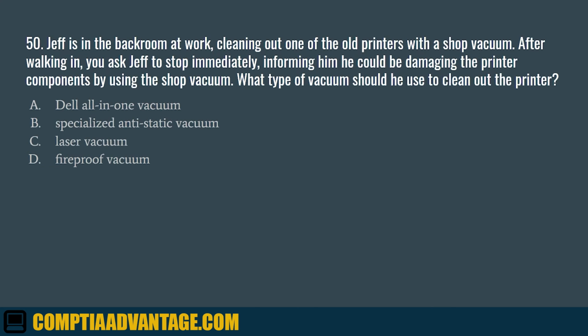Question 50. Jeff is in the break room at work cleaning out one of the old printers with a shop vacuum. After walking in, you ask Jeff to stop immediately, informing him that he could be damaging the printer components by using the shop vacuum. What type of vacuum should he use to clean out the printer? A. Dell All-in-One Vacuum, B. Specialized Anti-Static Vacuum, C. Laser Vacuum, D. Fireproof Vacuum. The correct answer is B.